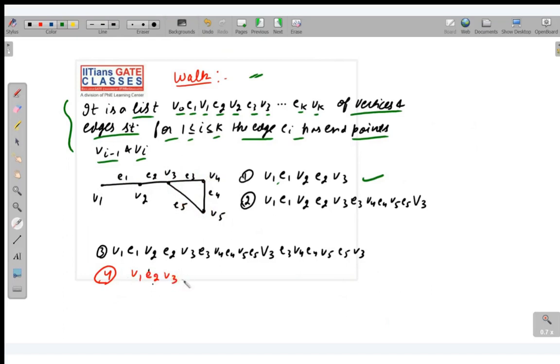So what about this? This is important. v1 e2 v3. From v1, how will you jump to e2? So v1 e1 v2 e2 v3, like this you should do. So this is not a walk. This is a walk, this is a walk, this is not a walk.